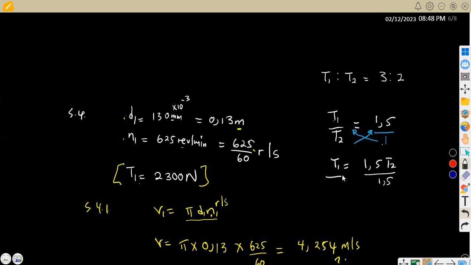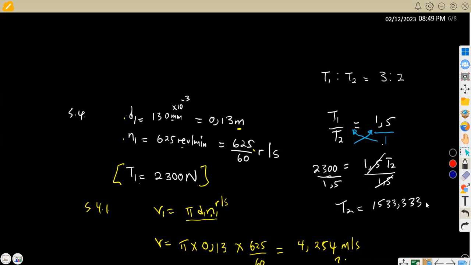Remember, you want to calculate T2, and you already have T1 here, so divide by 1,5 on both sides. Sorry, we need T1. Let's substitute T1 before we divide. We have our T1 here, which is 2,300. Then we can divide by 1,5 on both sides, and that means we've got T2. So that is 2,300 over 1,5, which is going to give us something like 1,533.3333 and so on.